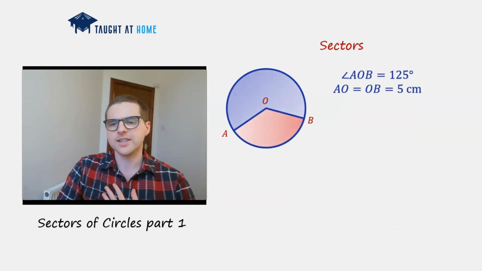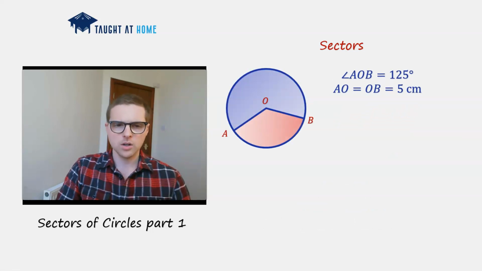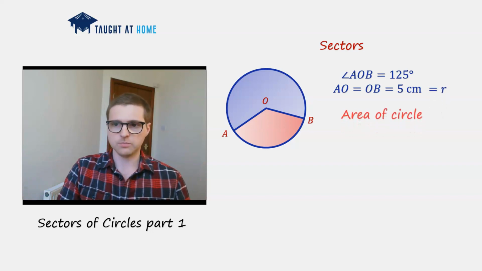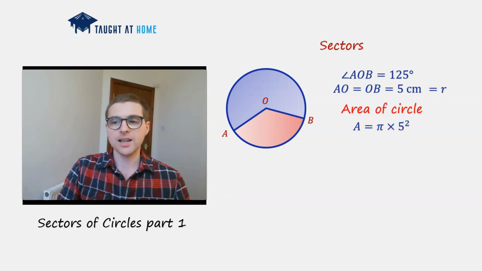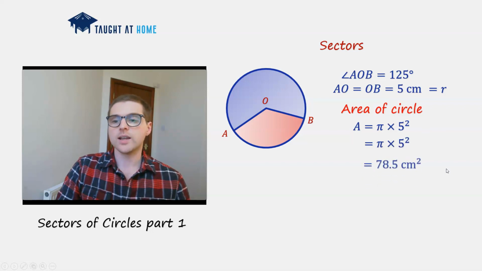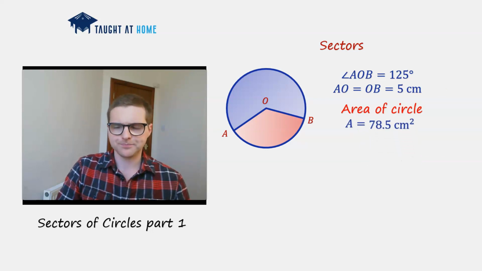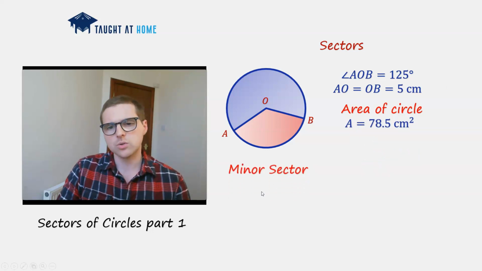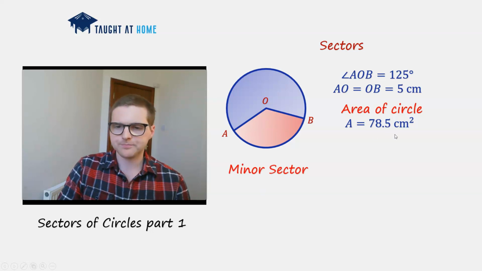So let's investigate this. First of all, we want to find out the area of the total circle, which is pi times the radius squared. Now the radius is 5 centimeters, so pi times 5 squared, we're given as 78.5 centimeters squared. Now we can find out the sectors of the circle. Let's start with the minor sector, so the pink part.